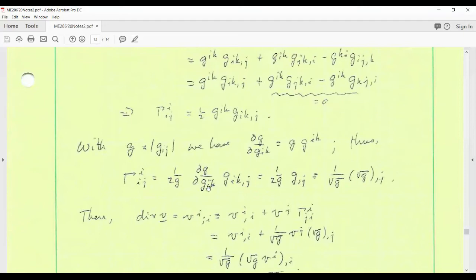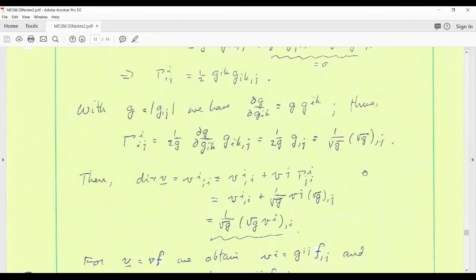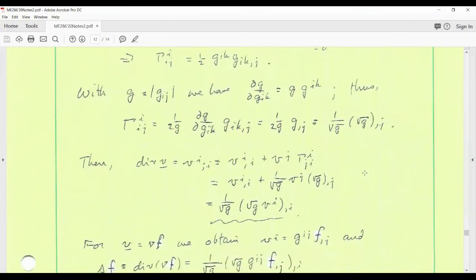g depends on the coordinates via the metric. g is the determinant of this, right? So it can only depend on the coordinates through the elements of the metric matrix. Okay? And an even simpler way of writing this is to rewrite this as 1 over square root of g, square root of g all comma j. We recall that g is positive in our formalism here, so we can take the square root. That's because our metric was positive definite, if you recall.